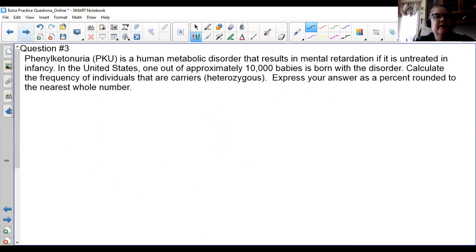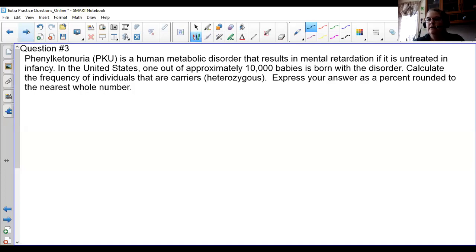I have one last one for us to look at. So this last one is about phenylketonuria, so PKU. So this is a disorder, results in mental retardation if it's untreated in infancy. So every kid, you guys all got a little poke in your heel to test if you had this or not. Okay, so in the US, 1 out of 10,000 babies is born with this disorder. Calculate the frequency of individuals that are carriers, so therefore heterozygous. Express your answer as a percent rounded to the nearest whole number.